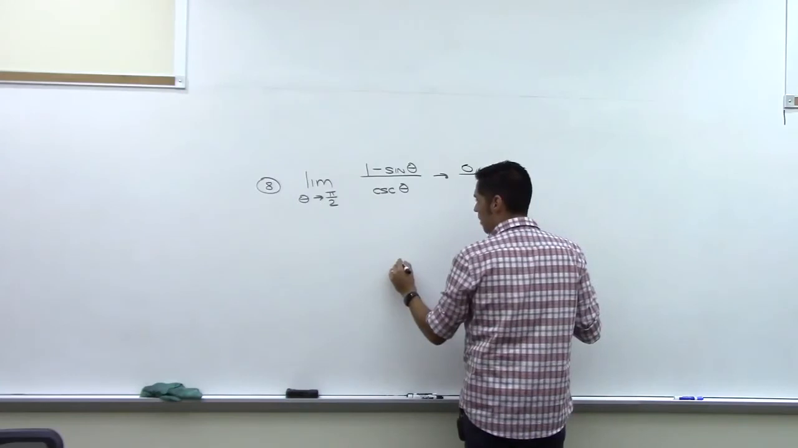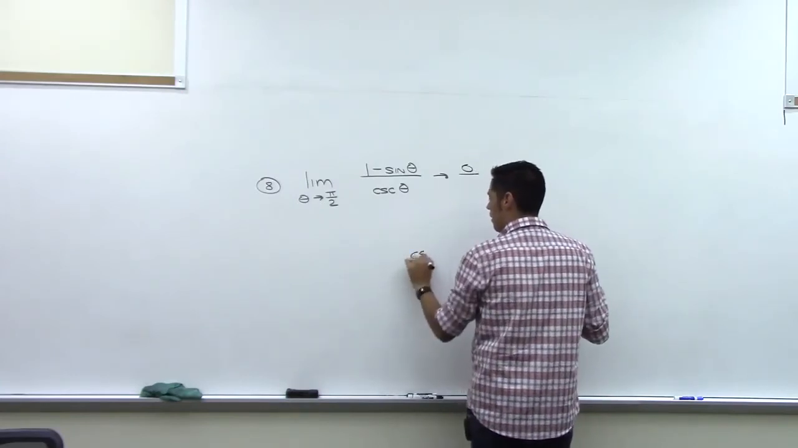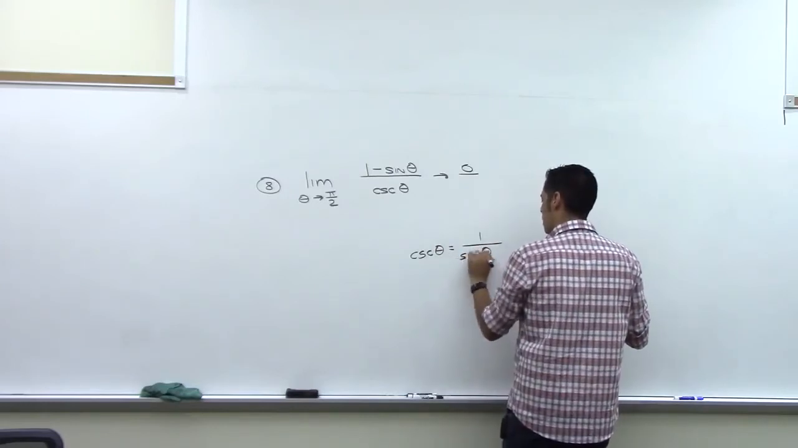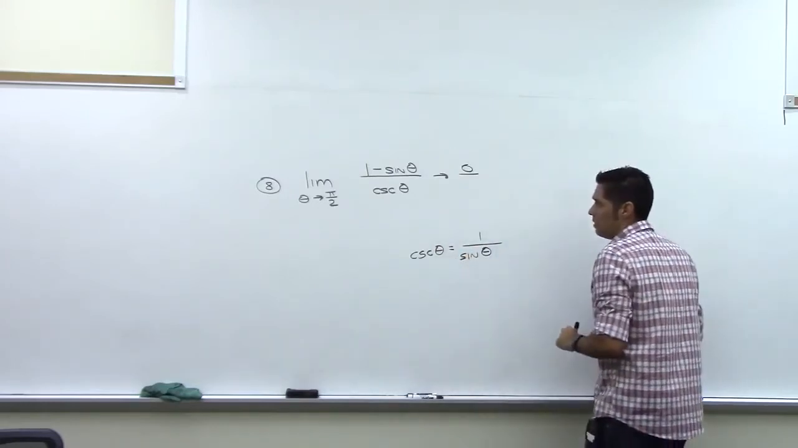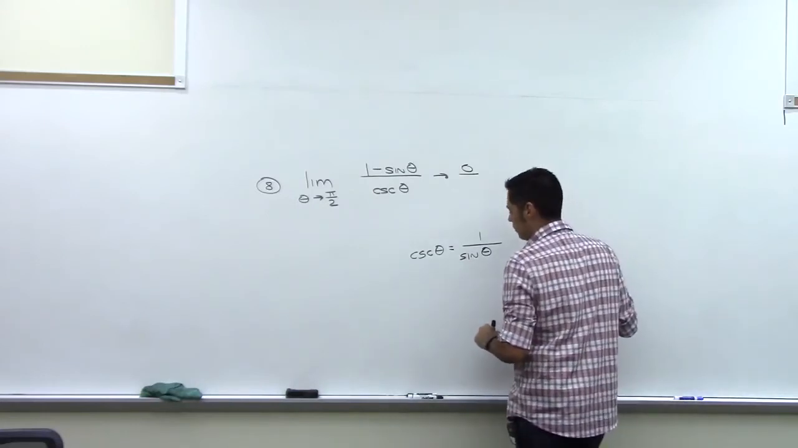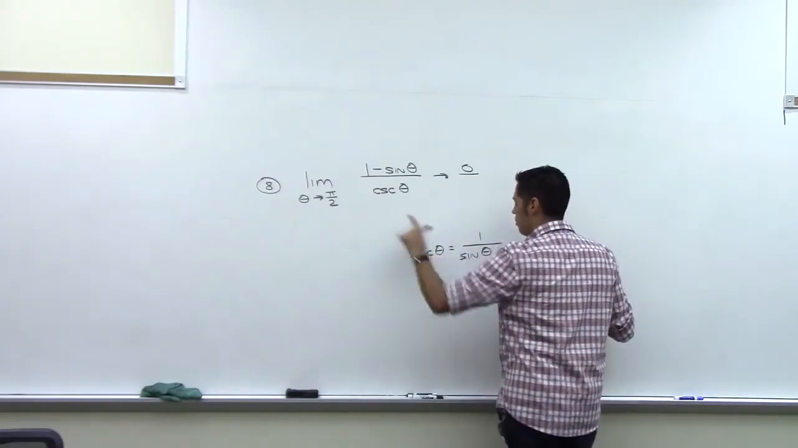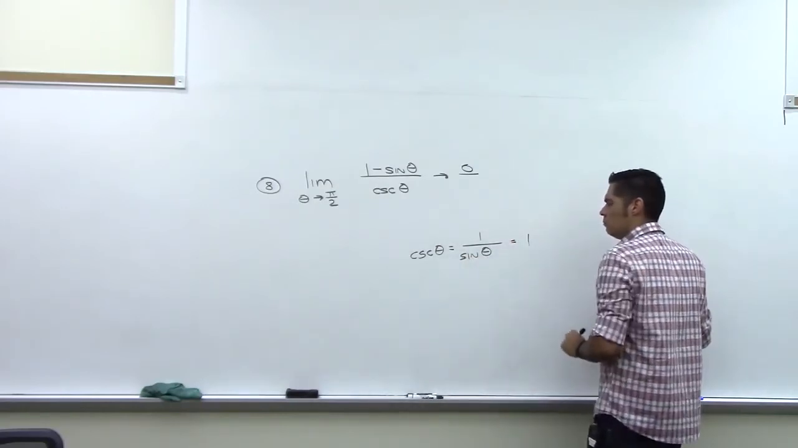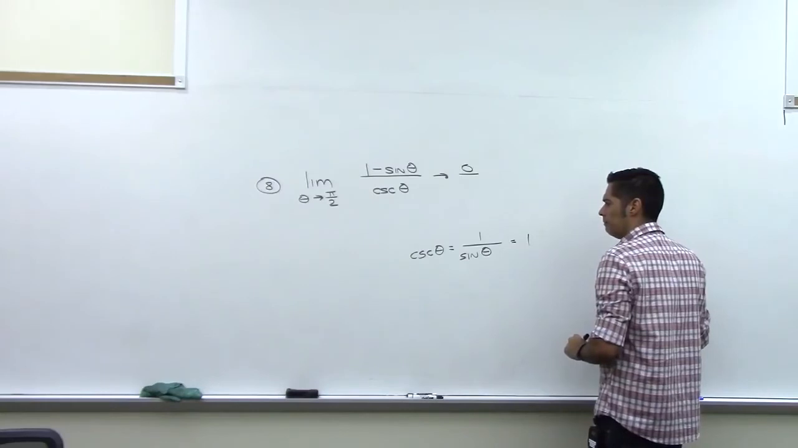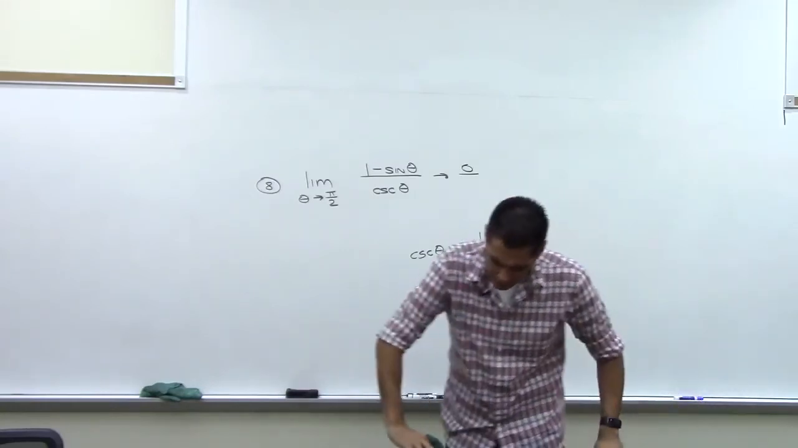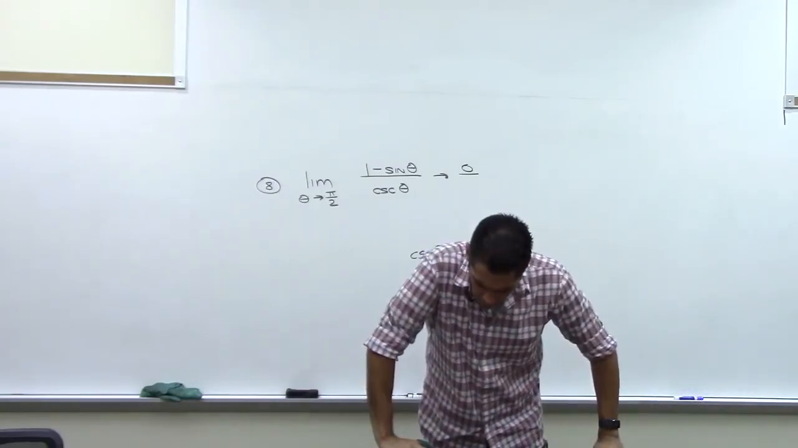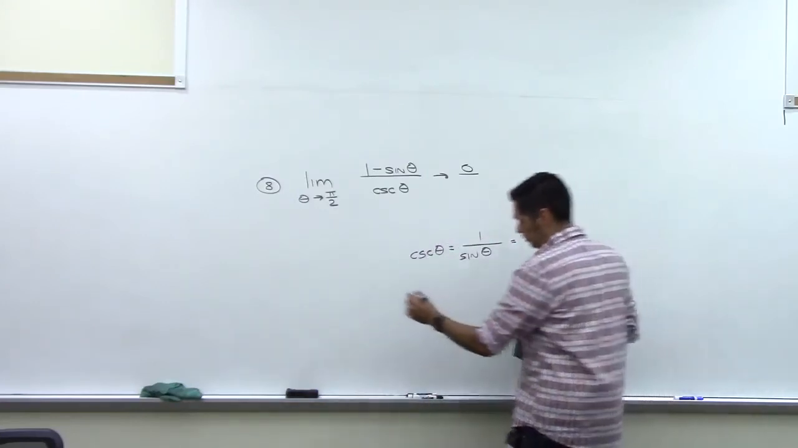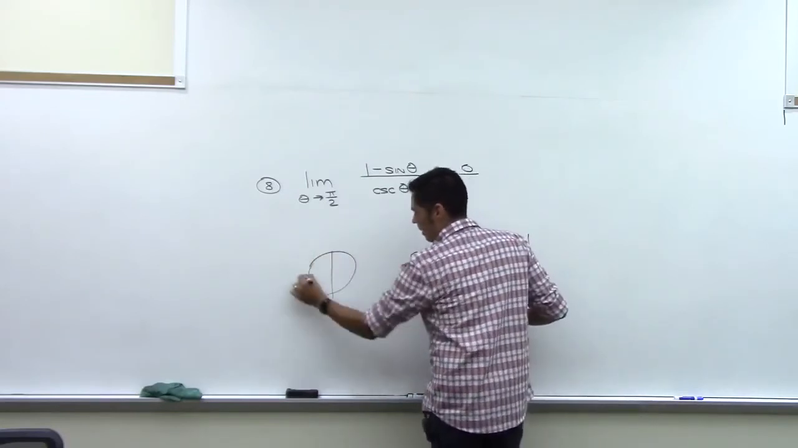So let me see what happens here. Cosecant theta is really 1 over sine theta. And if I plug in pi over 2, sine of pi over 2 is 1. So we should get 1 over 1. Let me see if I wrote that down right. Okay, I'm just double checking this because we don't have to do anything here.